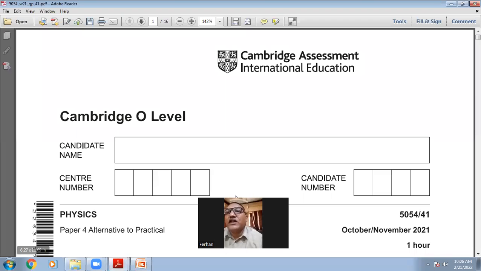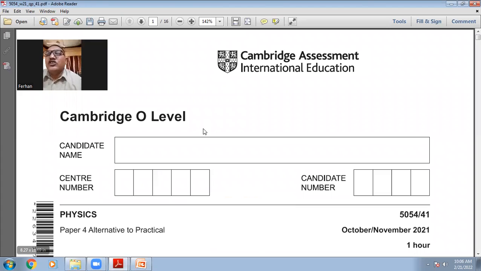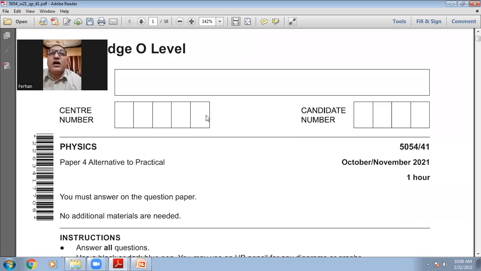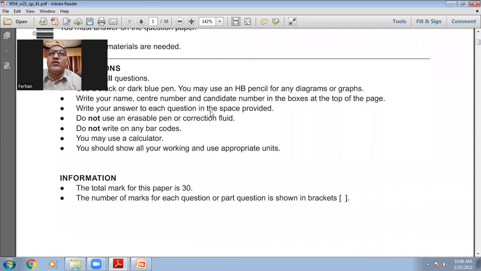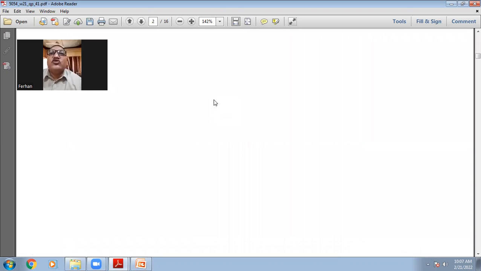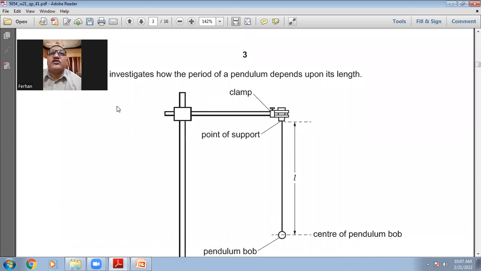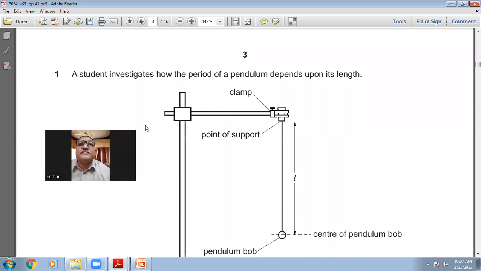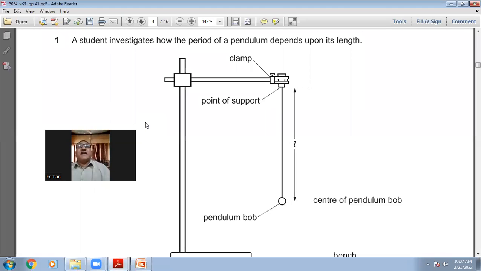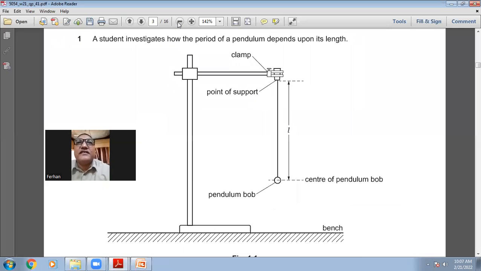So here you have that question paper. This is October, November 2021, alternative to practical paper 4. 1 hour is allowed. So the first question is coming up on your screen. It says, a student investigates how the period of a pendulum depends upon its length.